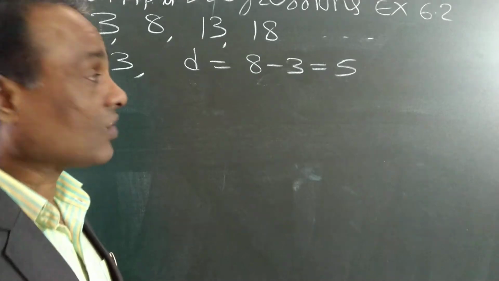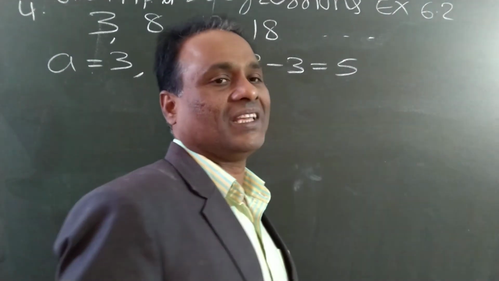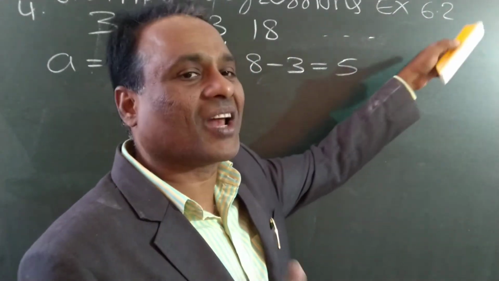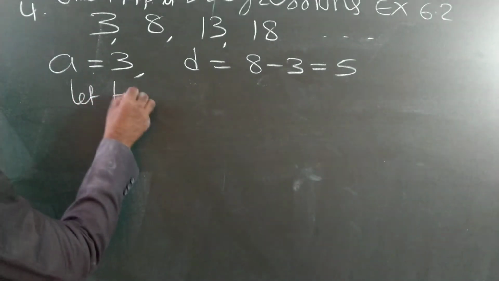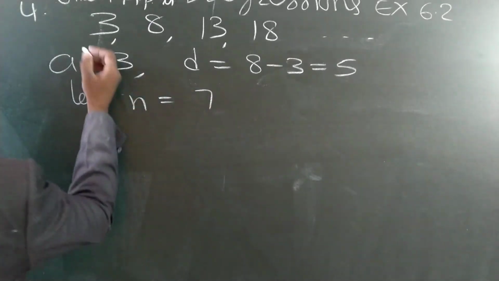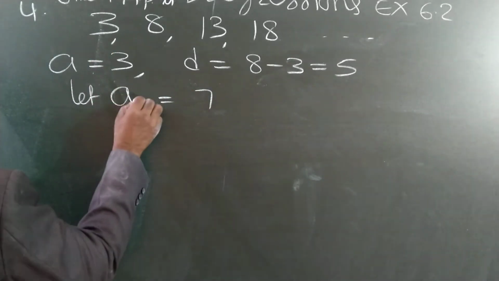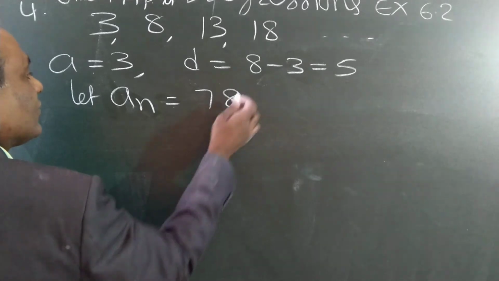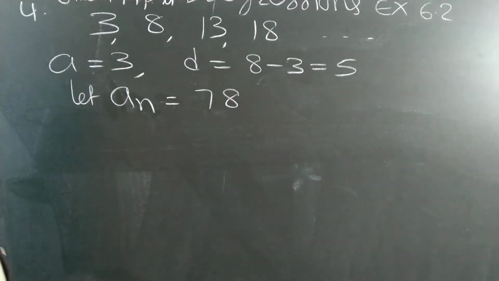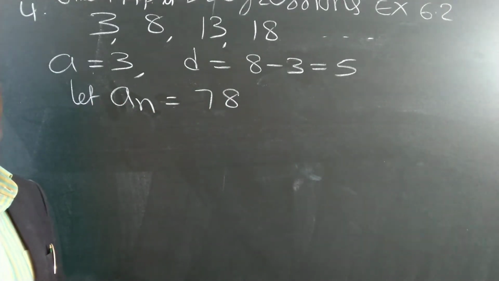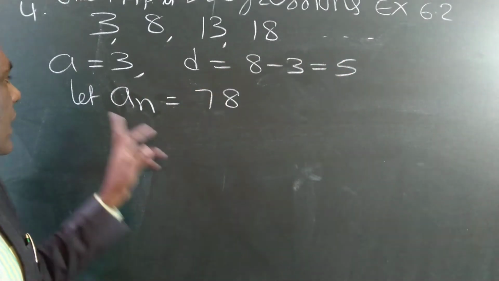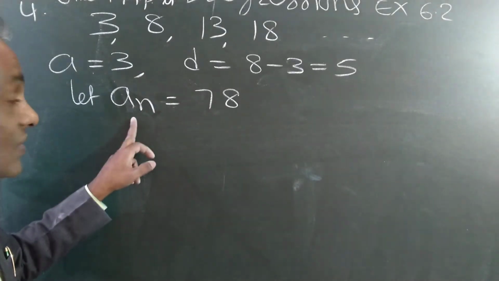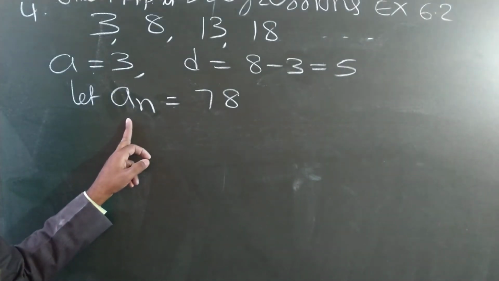5. The question is, 78 is which term? Is it the 10th term or 12th term or 15th term? Which term? Let 78 be the nth term. Let us take it as the nth term and let us find the n value, because we don't know which term it is. Remember this important procedure. The next problem is also the same model.